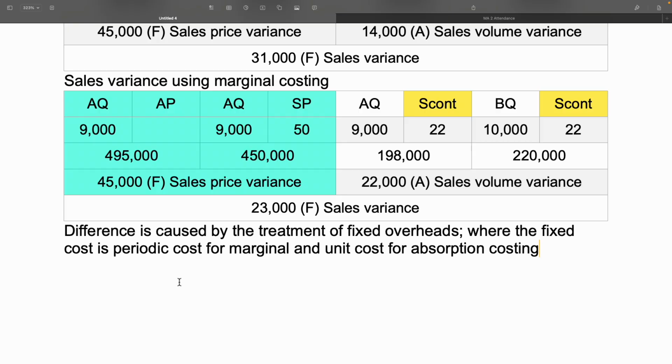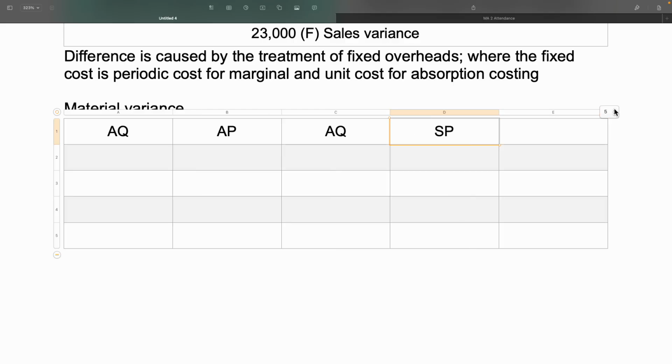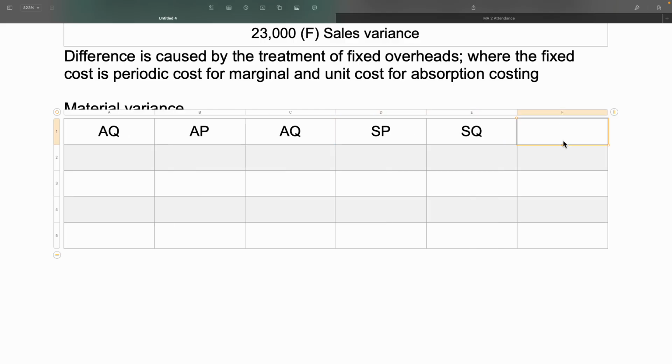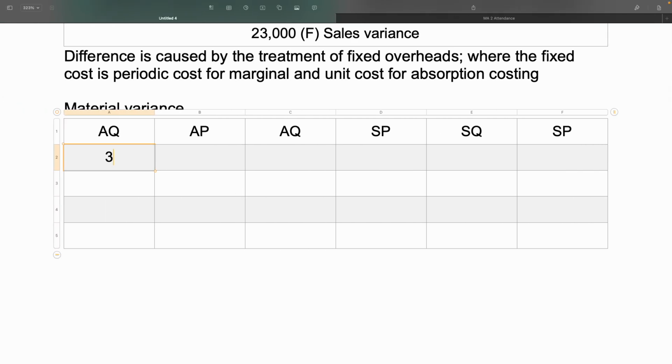I'm going to go through something called the material variance. When we do material variance, the way we do it is something like this. I'm just going to set it up: AQ, AP, AQ, SP. You should set it up in a table like this. The actual quantity of material used is 36,000 kg.